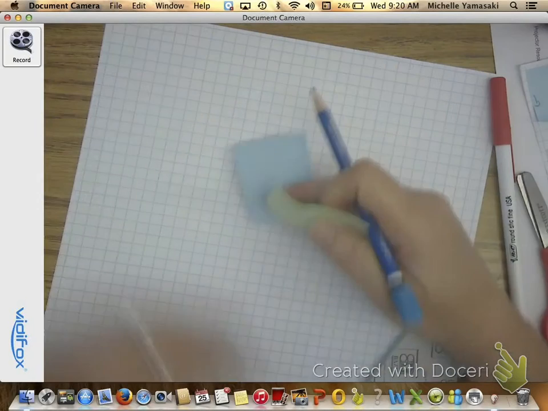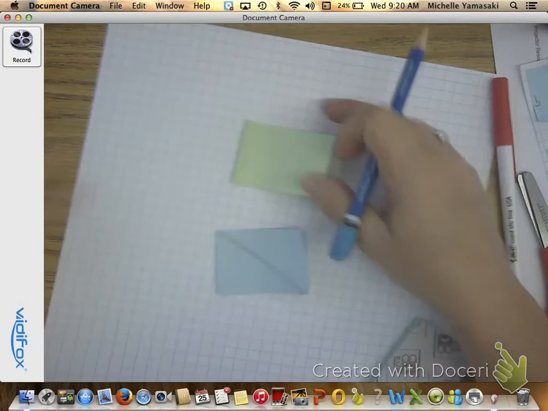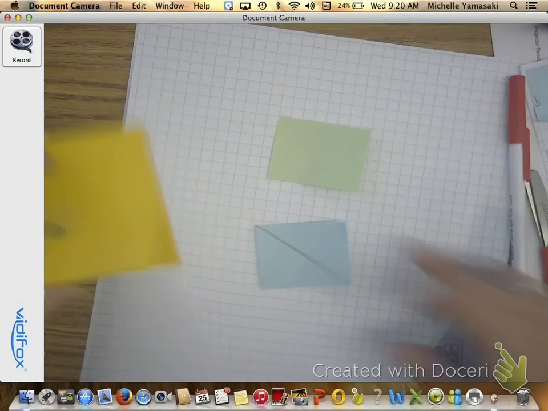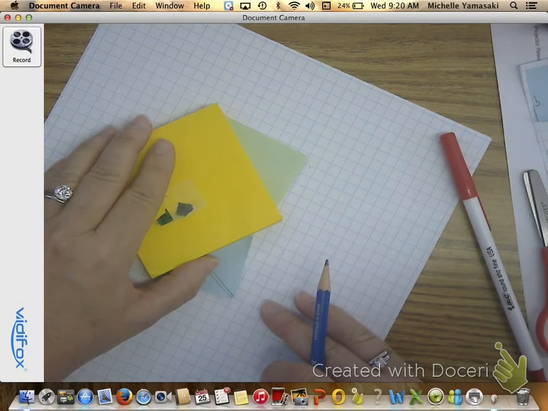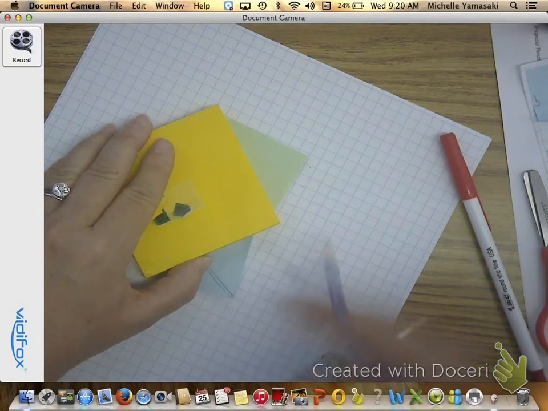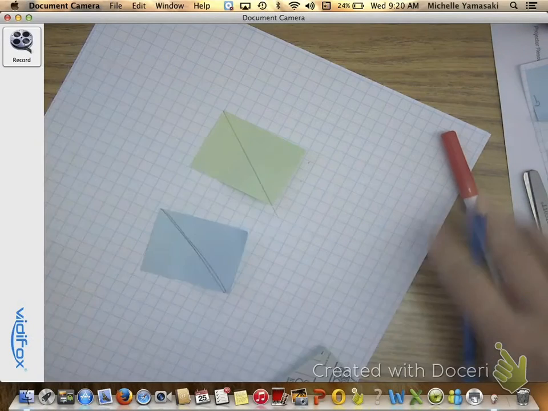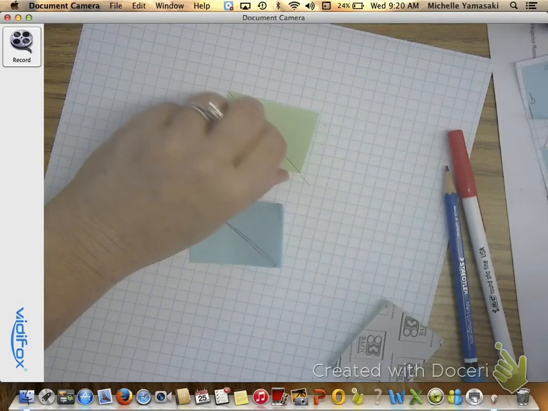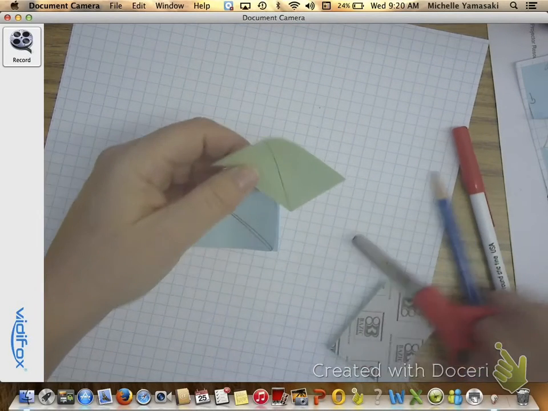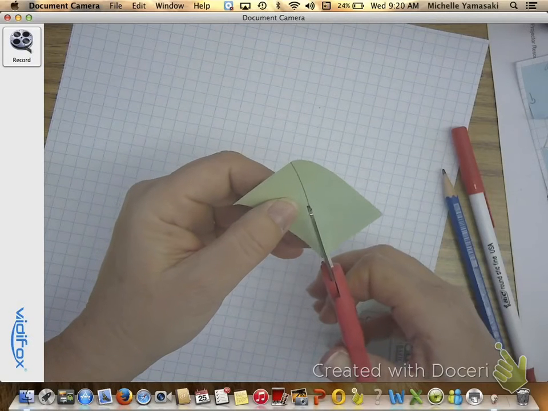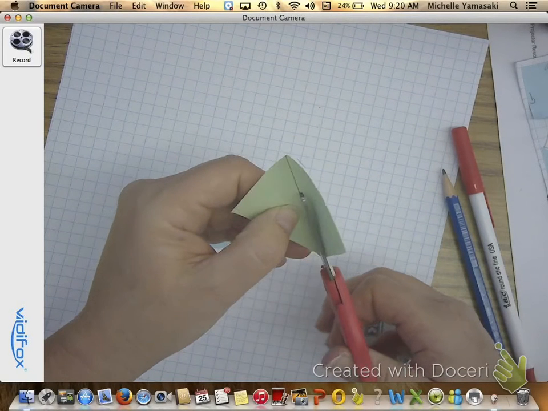So I cut down, and since the rectangles have right angles, when I cut down the diagonal of both of them, I'm going to end up with how many triangles? 4, 2 from one, and then 4 from both of them. Since again they're right angles, what type of triangles do I have?